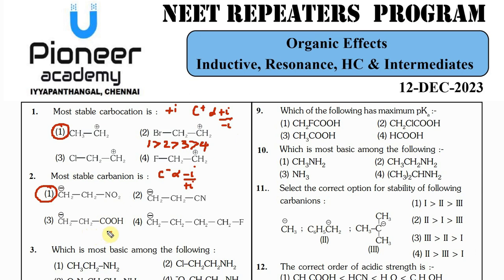After NO2, it will be CN followed by CHO, because this is C triple bond N and this is C double bond O. Also, we will see this later. Because of plus R affecting it, its minus I will be less. Okay, so it will be 1 greater than 2 greater than 3 greater than 4.